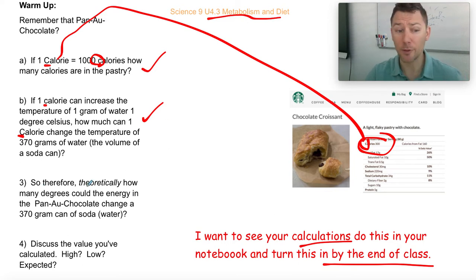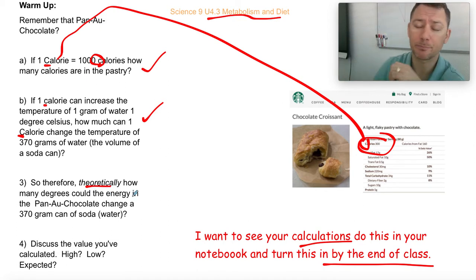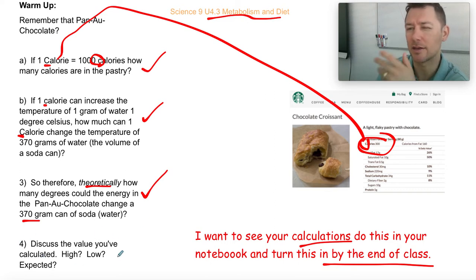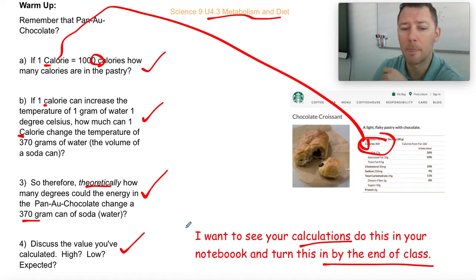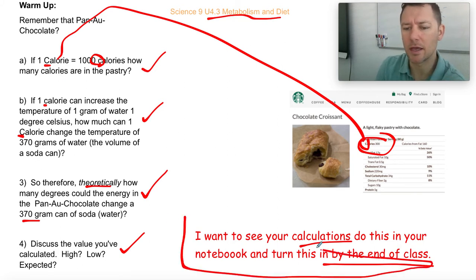And then, theoretically, if you took all the energy in the pan au chocolat and put it into a 370 gram can of soda, how much would the temperature change? Try to figure that out. Discuss the value you've calculated. Does it seem like a lot? Does it seem like a little? Is it expected? What do you think? Try that. It might be a little bit heavier calculations, but I think you can figure it out. Turn that in at the end of class.